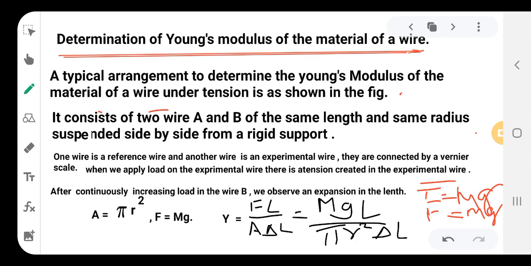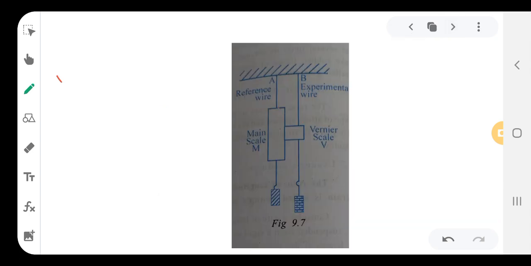Right? So first we will take the area of the wire, A equal to pi r squared, and F is equal to M into G. Now, as we have seen in the previous slide, Y equal to F upon A into L upon delta L. Then F is nothing but M into G, and A is pi r squared. So this is the formula for Young's modulus: Y is equal to F upon pi r squared into L upon delta L.